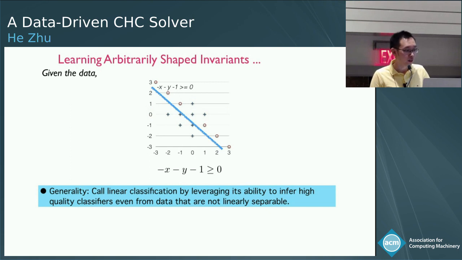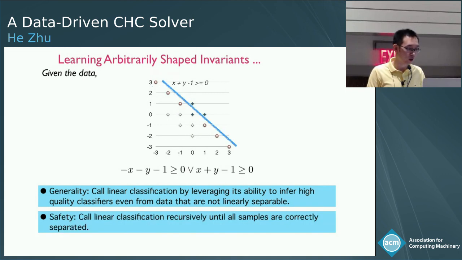Given the data, we definitely want generality, so we'll still call linear classification, leveraging its ability to infer a high-quality linear classifier. Some of the positive samples are separated from all the negative samples. Some are not. To recover safety, we simply call linear classification on the unseparated positive samples and all the negative samples. The two classifiers learned so far, disjuncted together, separate all the positive samples except the single one at the origin of the coordinates from all the negative samples.